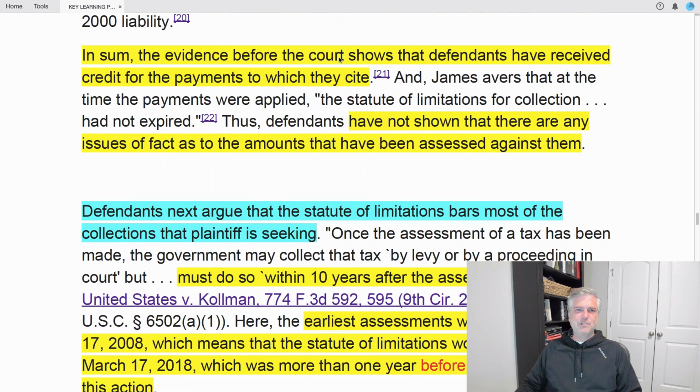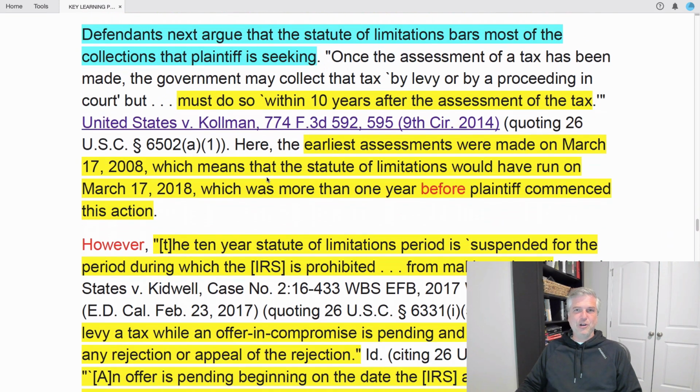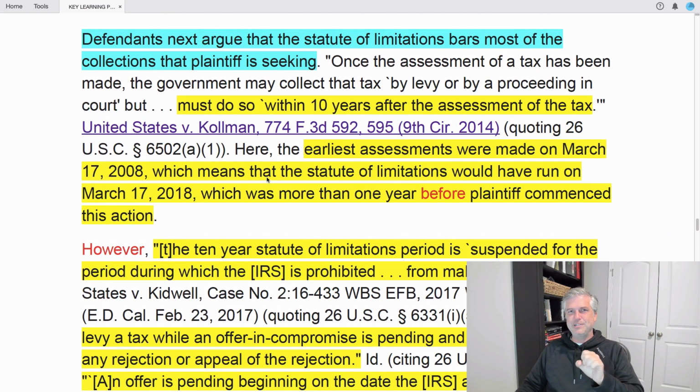It says defendants have received credit for the payments to which they cite, so they've not shown that there's any issues of fact, that's the test under summary judgment, as to the amounts that have been assessed against them. So here's their real argument, and this is why I'm bringing this case to your attention. They say, look, statute of limitations bars most of the collections that the government's seeking.